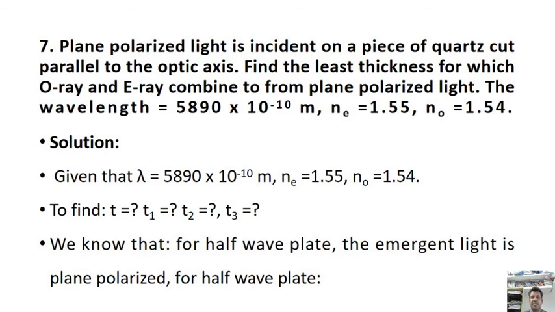Similar to the previous problem. The wavelength is 5893 × 10⁻¹⁰. Here the refractive indices of the ordinary and extraordinary rays are given. Lambda is equal to 5890 × 10⁻¹⁰. The refractive index of extraordinary is 1.55, and the refractive index of ordinary is 1.54.